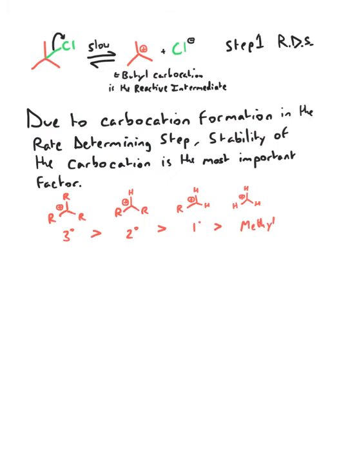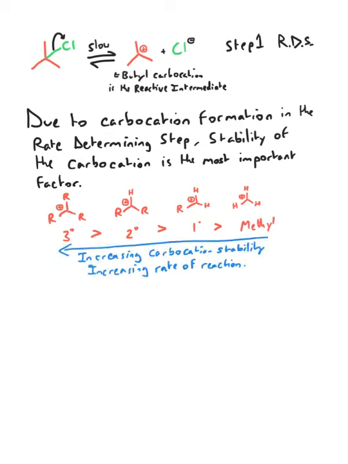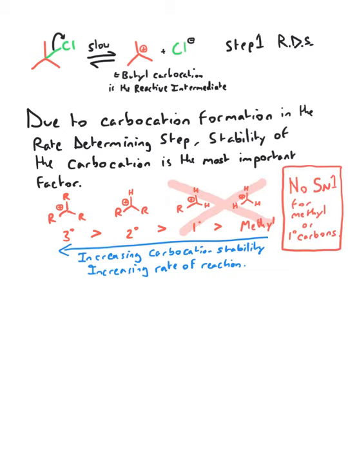As the formation of the carbocation is the rate determining step, the stability of the carbocation is the most important factor. That means this reaction will occur at the highest rate on tertiary carbons, followed by secondary carbons, and finally primary carbons. Yet, if we look into it, there are no SN1 reactions on methyl groups or primary carbons.